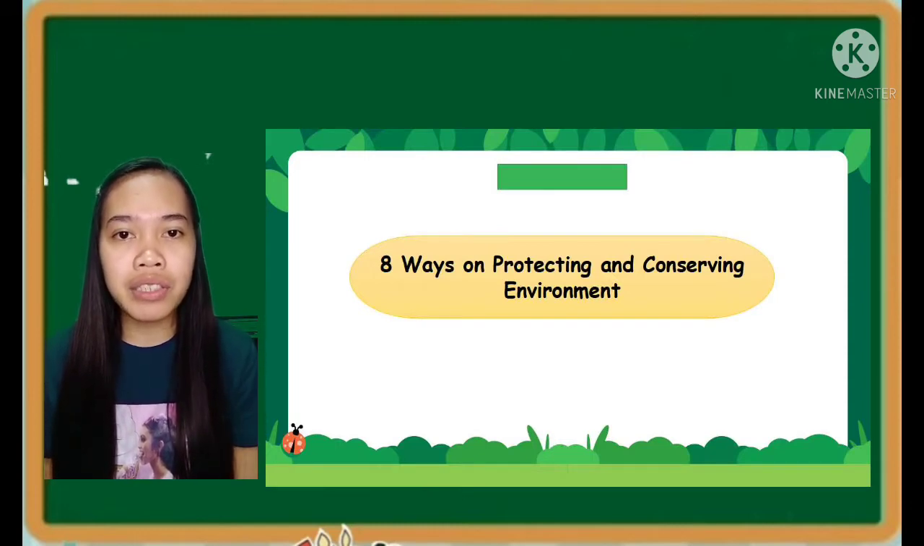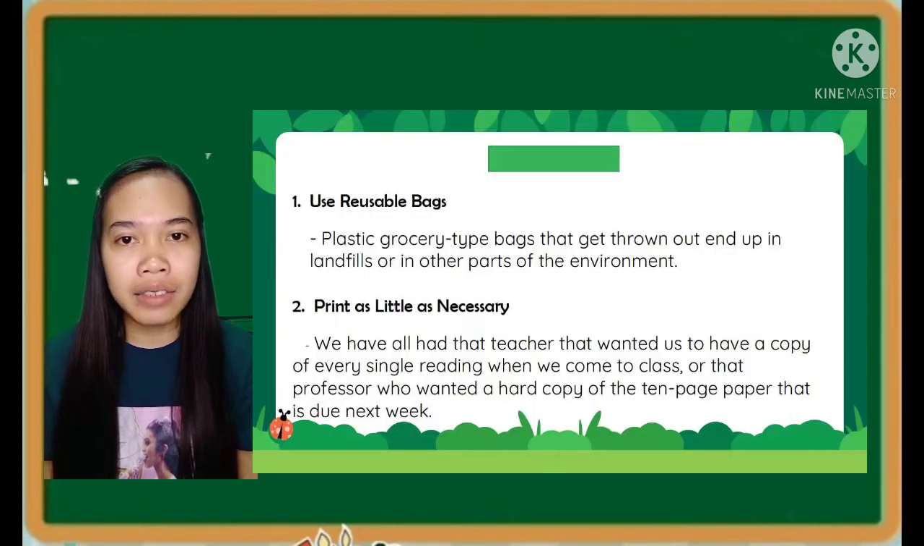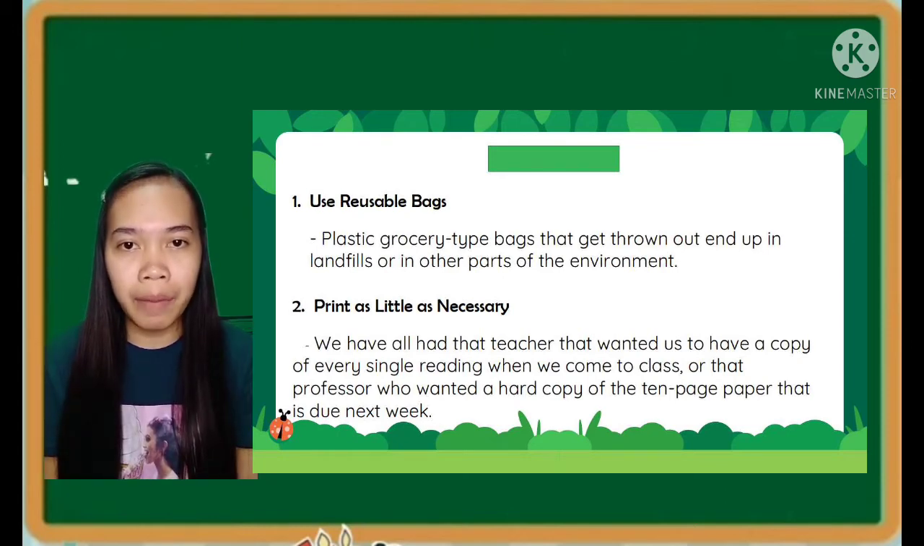First, use reusable bags. Plastic grocery bags that get thrown out end up in landfills or in other parts of the environment. This can suffocate animals who get stuck in them or may mistake them for food. Also, it takes a while for the bags to decompose. Whether you are shopping for food, clothes, or books, use a reusable bag. This cuts down on litter and prevents animals from getting a hold of them.